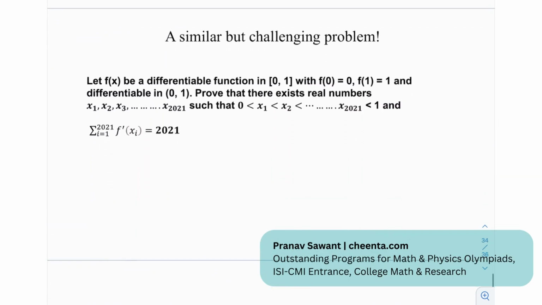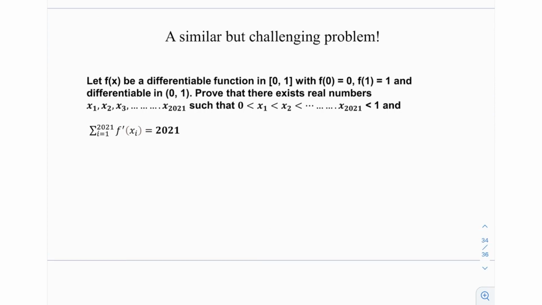Okay, so here is a similar but challenging problem, and it states that let f of x be a differentiable function on 0 to 1, and they've given us some initial conditions, right? f(0) and f(1) are given, 0 and 1 respectively, and it is also differentiable on 0 to 1. So this looks similar to a theorem that I may have seen before, right? So prove that there exist real numbers x1, x2, x3 all the way up to x2021 such that they are somewhere between 0 and 1 and are increasing, and this summation is equal to 2021. So we need to prove the existence of certain xi's, of these xi's.